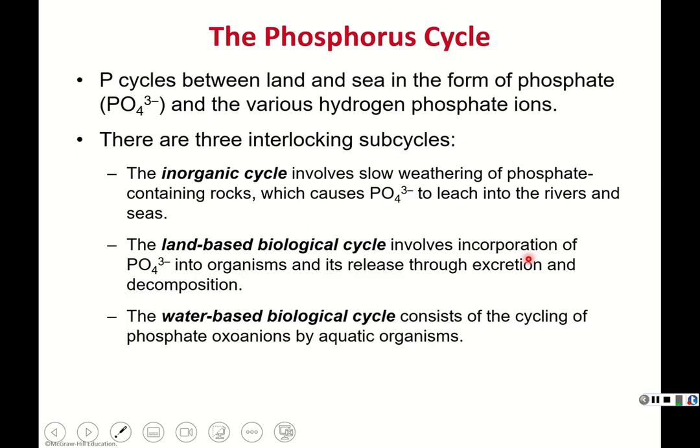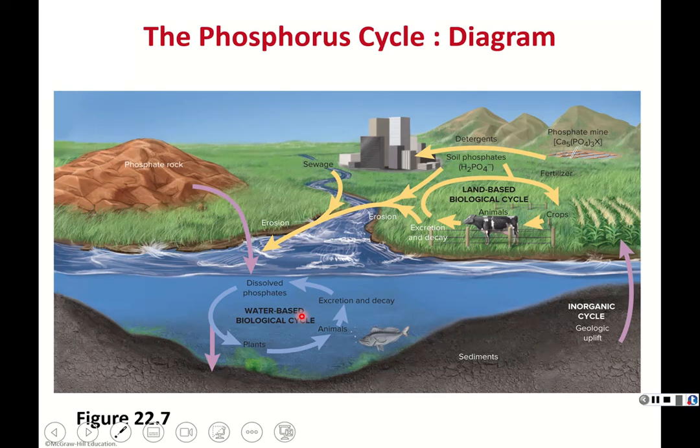Right. Phosphorus also has a cycle like carbon and nitrogen. We won't really spend as much time talking about it in this class. It's maybe a little bit more complex. But there are inorganic, land-based biological and water-based biological cycles within this. And so when we look at this, as you can see, it's a little bit complex, but nonetheless, it does have this natural cycle that's important.